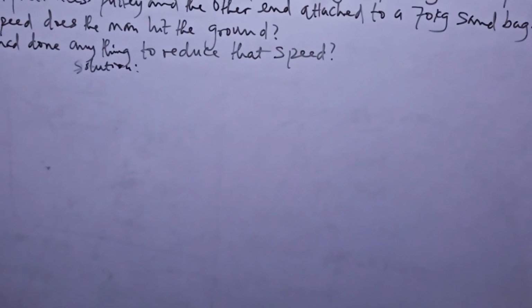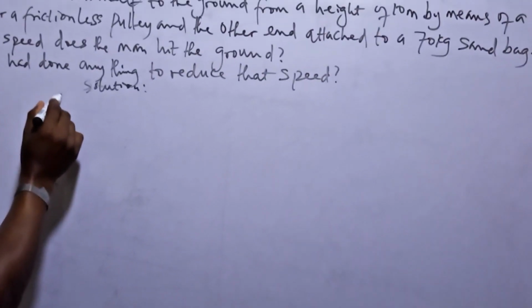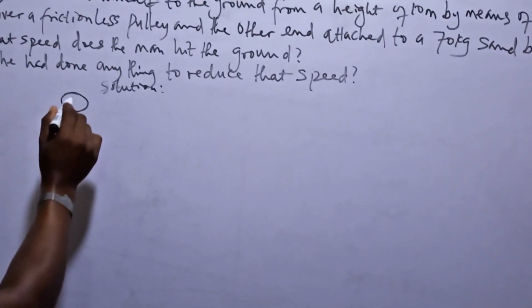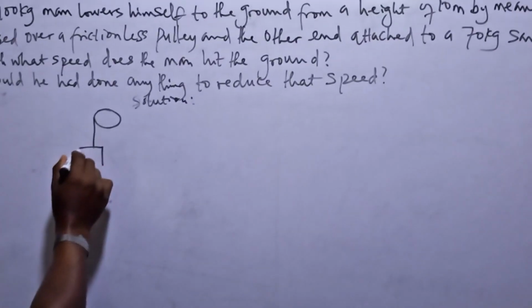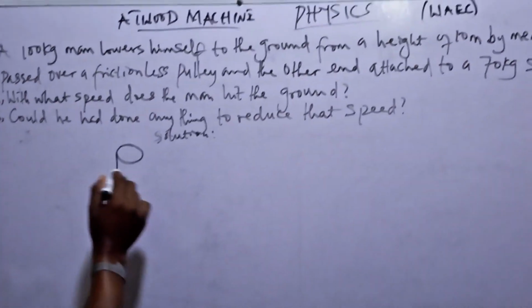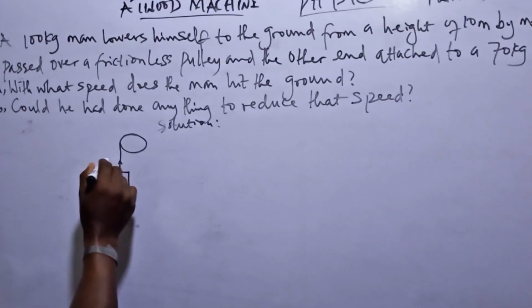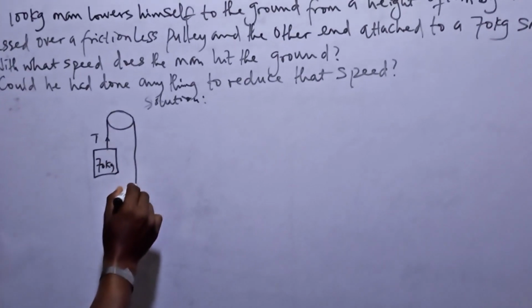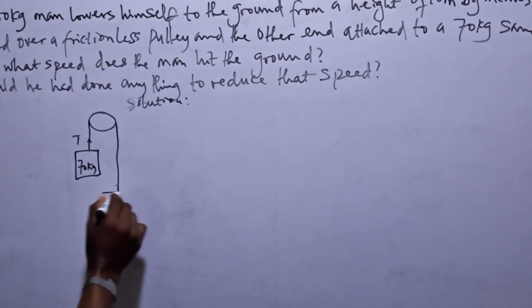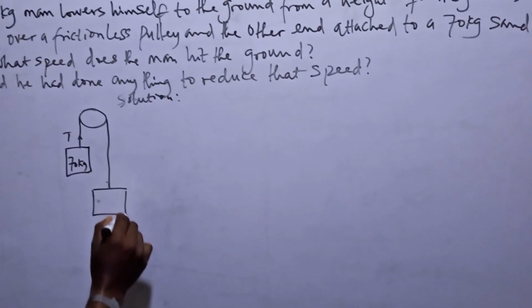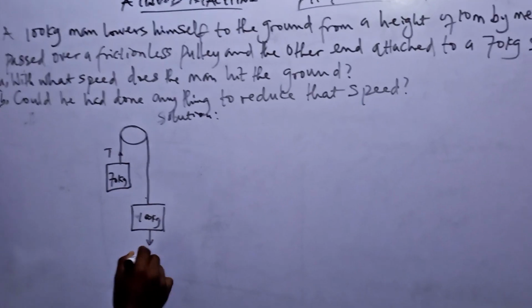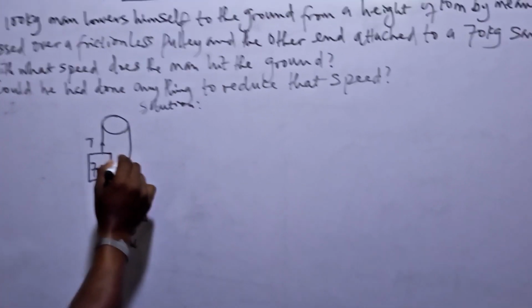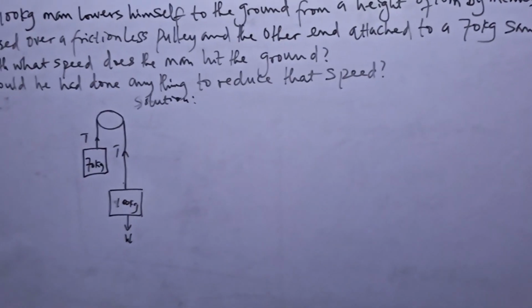Now let's represent the action of the man by this drawing. Let's say that this is 70 kilogram, and this is tension, and this here is the 100 kilogram mass and weight coming down this way. Tension is also acting upwards.